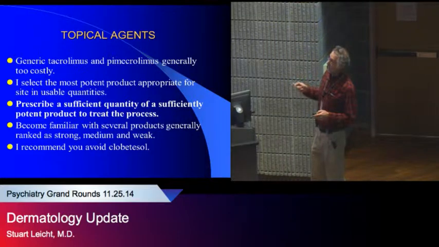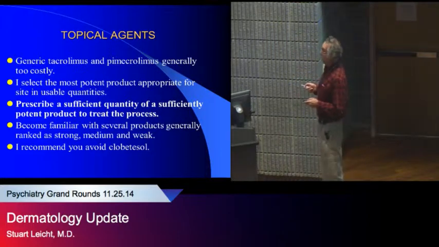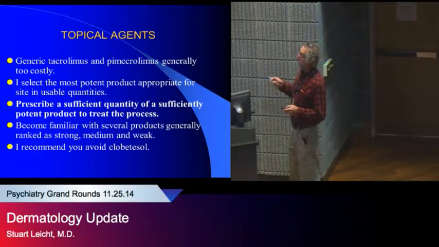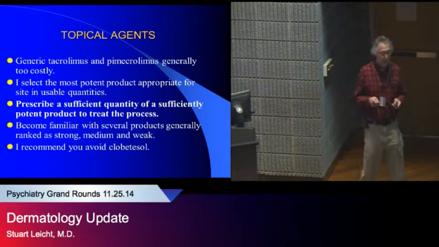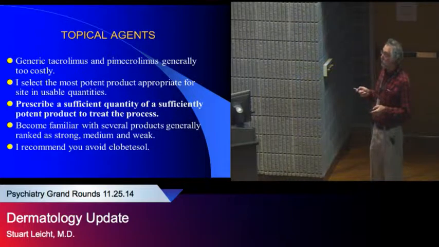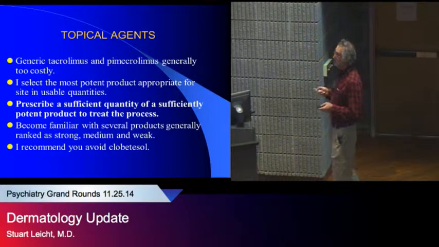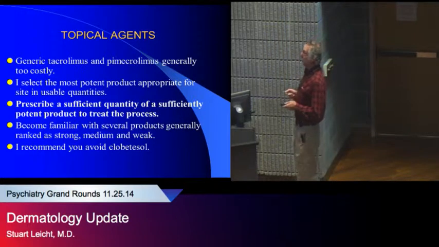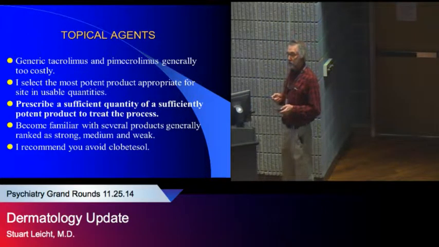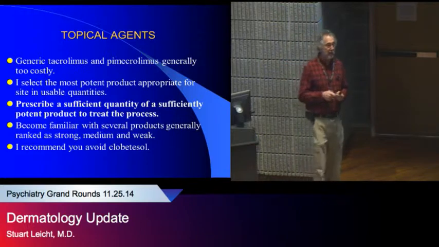Topical agents, the tacrolimus, the Protopic, and Elidel work very well. But they're incredibly costly. It's like $300–400 a tube. They're good as an alternative. I just don't find them practical, and the insurance companies don't allow their use. I select what I regard as the most potent product appropriate for a site, and I give them sufficient amounts of medicine that they can deal with it.